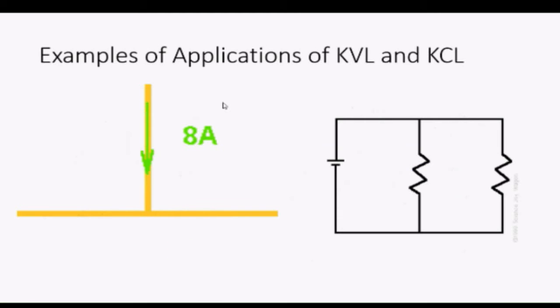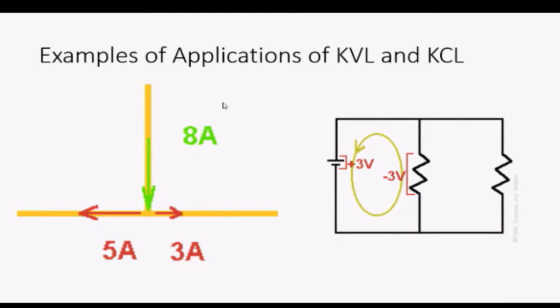Here we can see examples of applications of those two laws. At this node junction in an electric circuit, the sum of currents flowing into the node, in this case the 8 ampere current, is equal to the sum of the currents flowing out of that node. So 8 equals the sum of the 3 and 5 ampere currents.